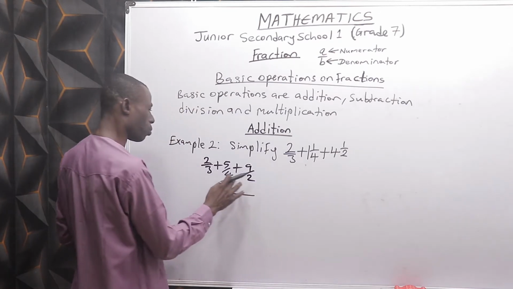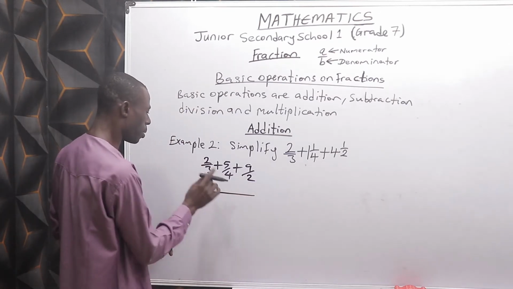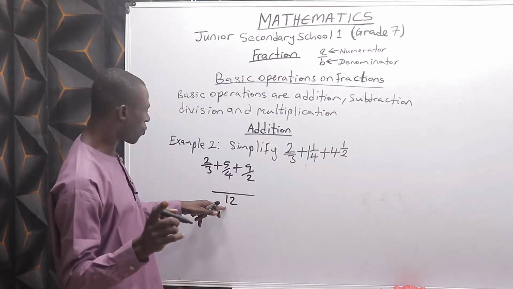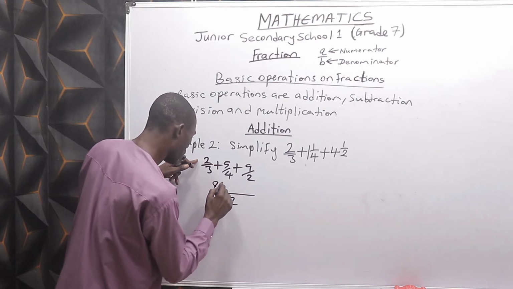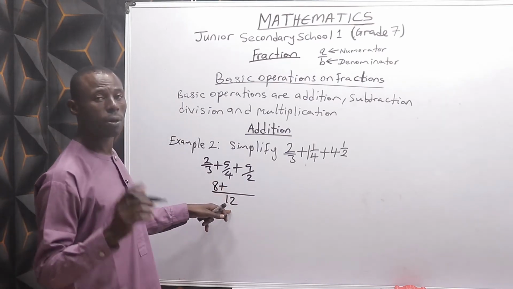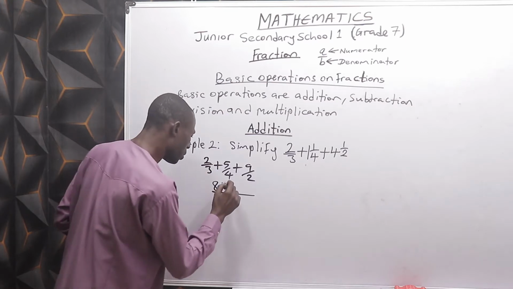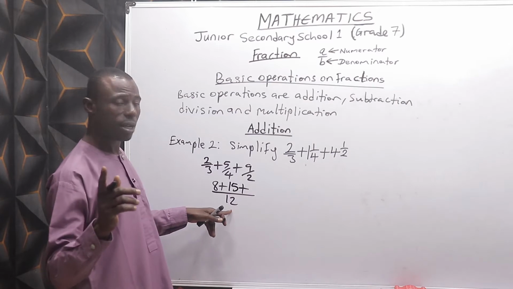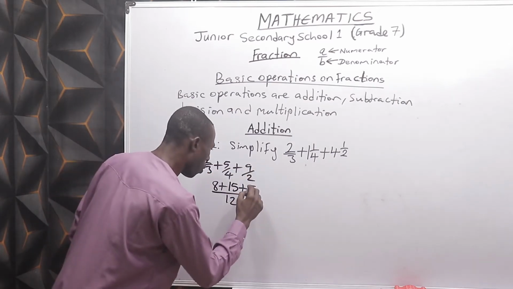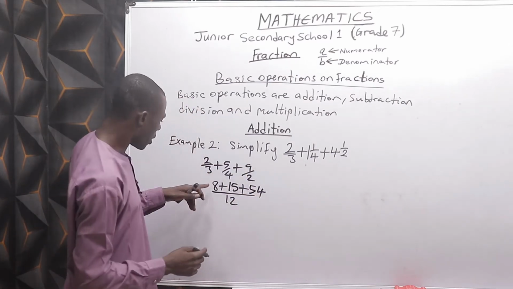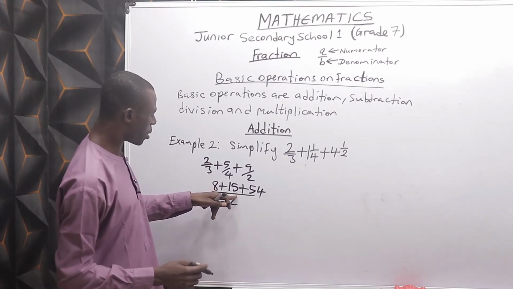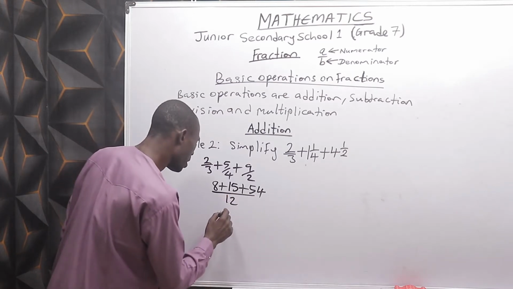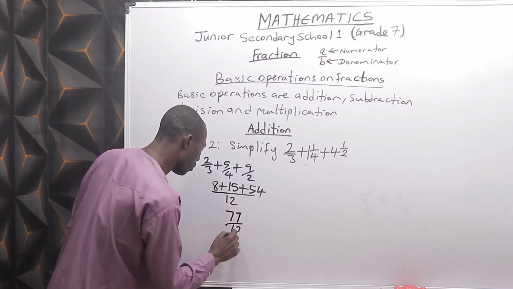The LCM of 2, 4, and 3 is 12. 3 divides 12, it gives us 4. 4 times 2, that is 8. 4 divides 12, that's 3. 3 times 5 gives 15. 2 divides 12, that's 6. 6 times 9, that is 54. Addition of this: 8 plus 15, that is 23. 23 plus 54, that is 77 over 12.